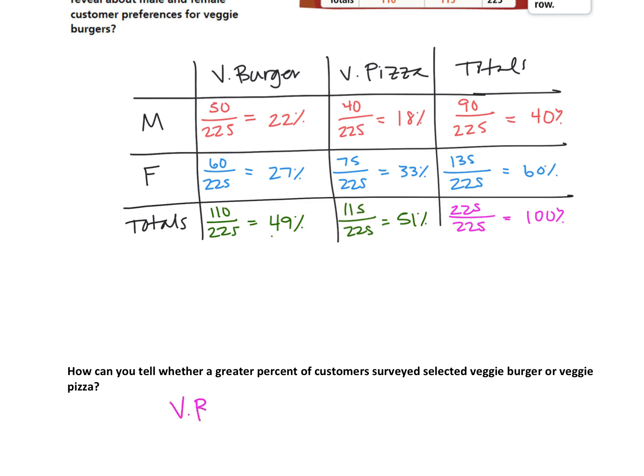So we can see that we had the veggie burger, 49% of the people picked that, and the veggie pizza had 51% of the people chose that. So a greater percentage of customers selected the veggie pizza.